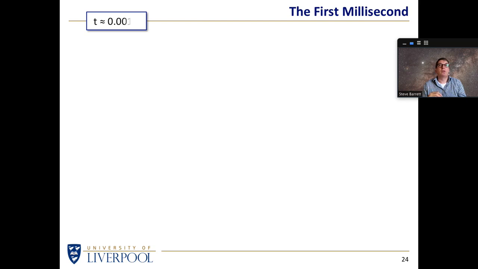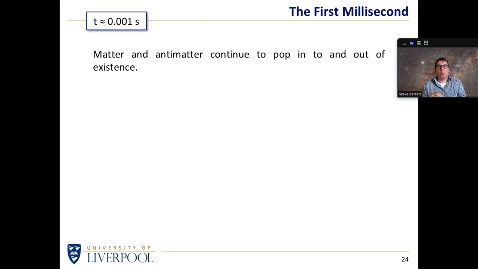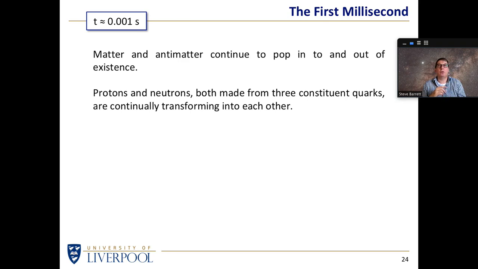Let's move forward to a millisecond. What happened after a millisecond? Well, matter and antimatter are continuing to pop into and out of existence. Matter to energy, back and forth and back and forth.